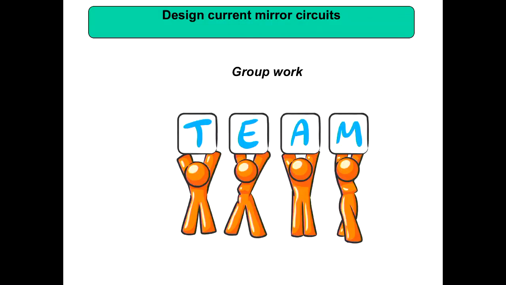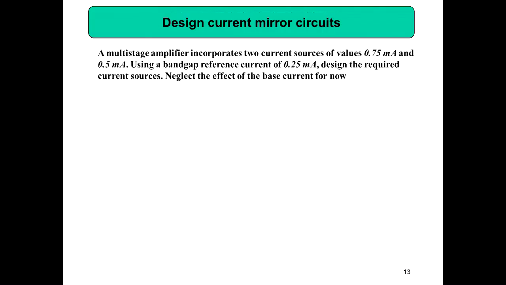Okay, now we will do a group work. Design current mirror circuits. A multi-stage amplifier incorporates 2 current sources of value 0.75 milliamps and 0.5 milliamps. So you need 2 current sources. You need golden currents of 0.75 milliamps and 0.5 milliamps. You have only one band gap reference, which is 0.25 milliamps. Design the required current sources. Neglect the effect of base current for now, so you don't have to take the base current into account.